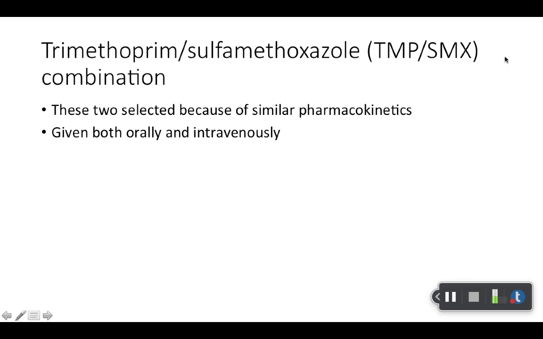It's very, very rare. I have seen TMP/SMX on prescriptions, but it's very rare for me to see this actually written out. Typically, people will put Bactrim and Bactrim DS or TMP/SMX DS, which is double strength. And that's typically how it's written.